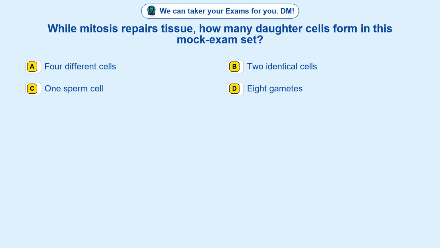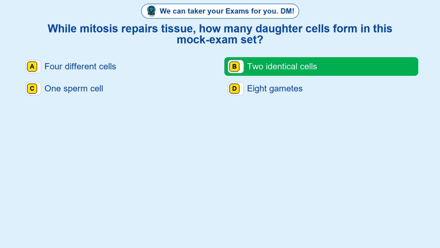Question 24. While mitosis repairs tissue, how many daughter cells form in this mock exam set? Option A. 4 different cells. Option B. 2 identical cells. Option C. 1 sperm cell. Option D, 8 gametes. The correct answer is option B.